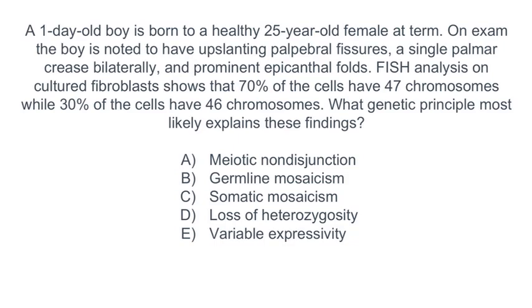A. Meiotic non-disjunction. B. Germline mosaicism. C. Somatic mosaicism. D. Loss of heterozygosity. Or E. Variable expressivity. Hopefully from the question stem, you notice that this boy has signs and symptoms consistent with Down syndrome, or trisomy 21. These include upslanting palpebral fissures, a single palmar crease bilaterally, and prominent epicanthal folds.